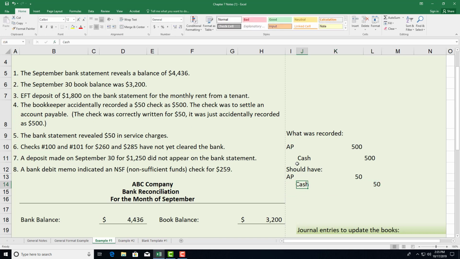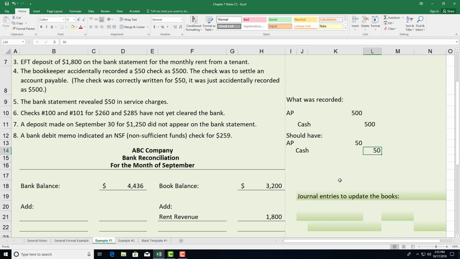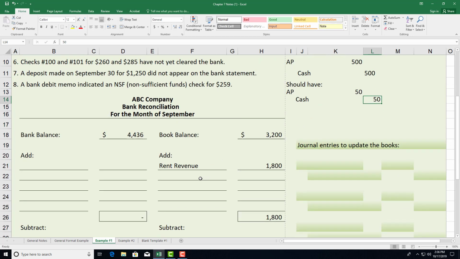So in other words, we recorded this transaction and it's $450 too much. By crediting cash $500 instead of crediting cash $50, we basically took out too much on our books. Again, everything is correct on the bank side, the check itself, and the bank processed it correctly. But we took out $450 too much on our book side. So we need to add back that difference. So under the book side, where we have add, we're going to put book error $450.